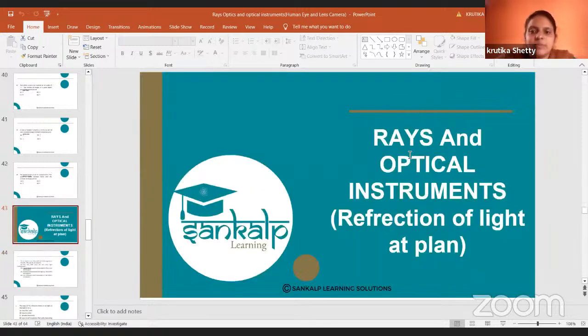So my next question is based on rays and the optical instrument. Here we are discussing the refraction of light at a plane, the questions on refraction of light at a plane. Okay, here is my first question.